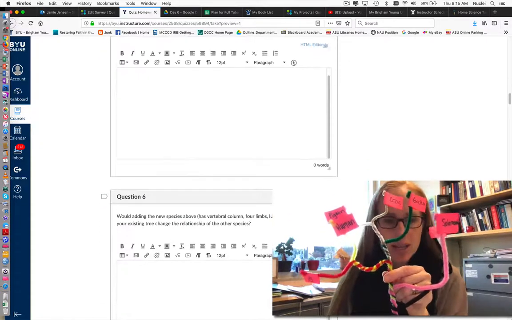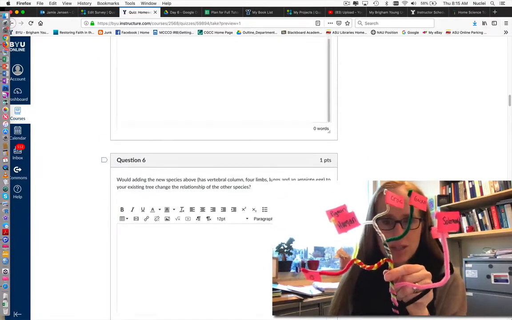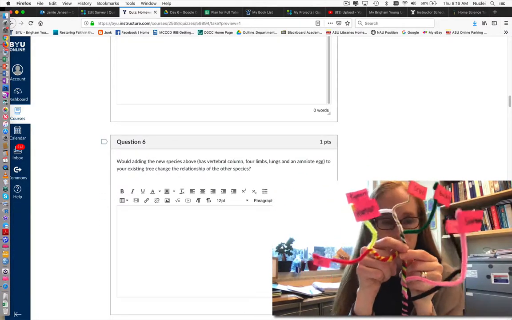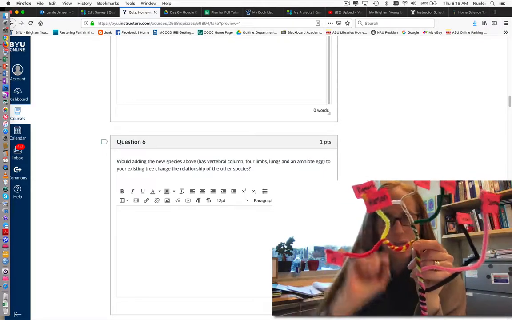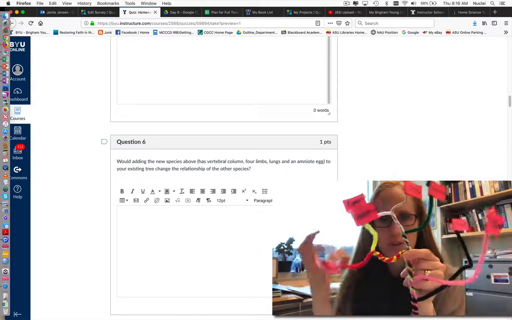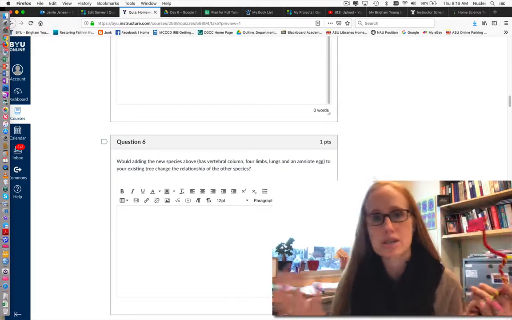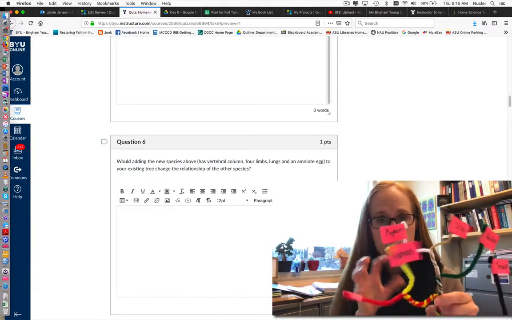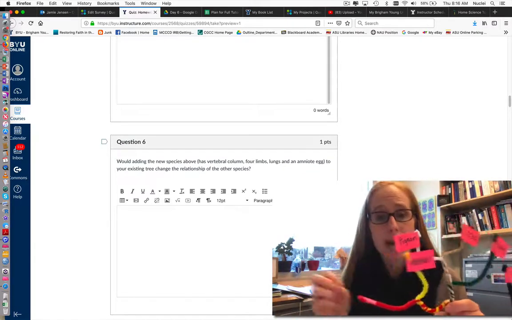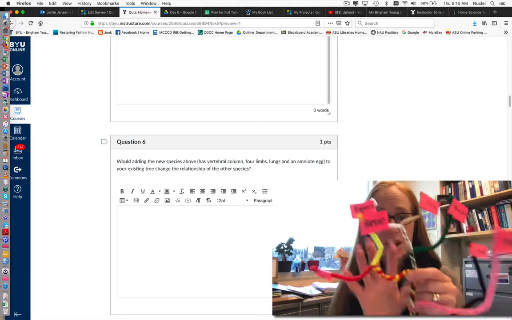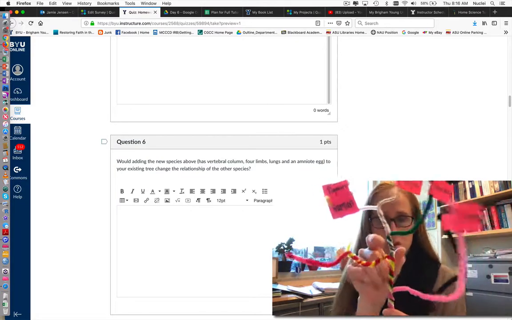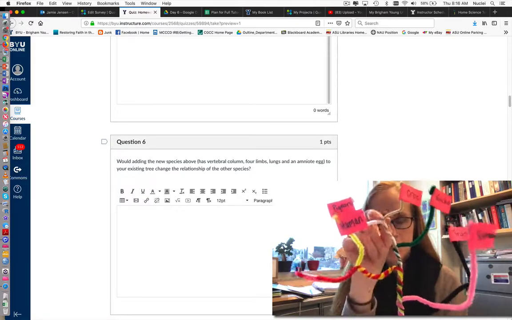And then question 6 asks, adding this new species, does it change the existing tree? Well, no, you're just going to have another branch coming out here, but everything else should stay the same on the tree. So adding species to a tree does not change the relationships on the tree. Same thing with adding characteristics or taking characteristics away. All right, so the most important things to pay attention to are these common nodes or common ancestors on the tree.